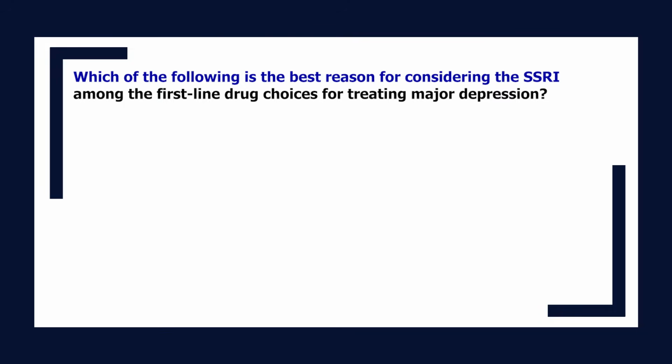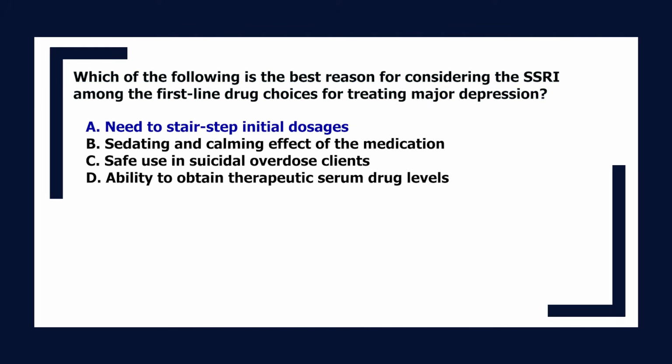Which of the following is the best reason for considering the SSRI among the first-line drug choices for treating major depression? A. Need to stair-step initial dosages. B. Sedating and calming effect of the medication. C. Safe use in suicidal overdose clients. D. Ability to obtain therapeutic serum drug levels.